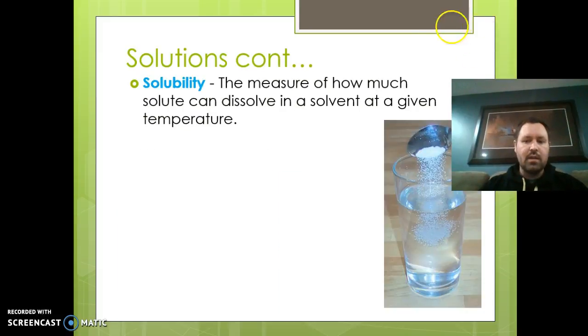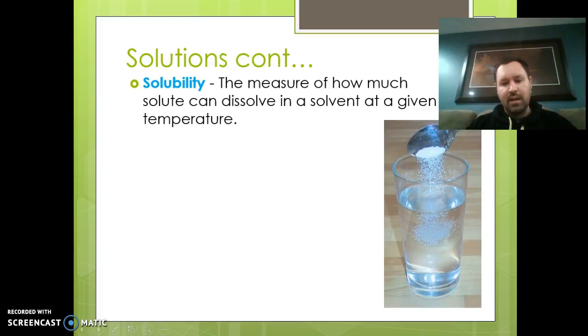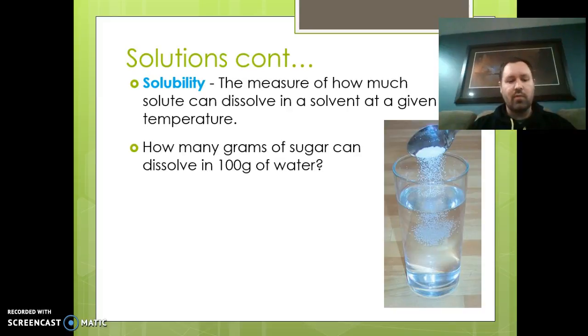Okay, let's talk more about solutions. So there's something called solubility. It's the measure of how much solute can dissolve in a solvent at a given temperature. So think about this here for a second. Like, how much sugar could you put into 100 grams of water? So how many grams of sugar can you put in there? Could you put 50 grams of sugar in 100 grams of water and stir it up and dissolve it all?